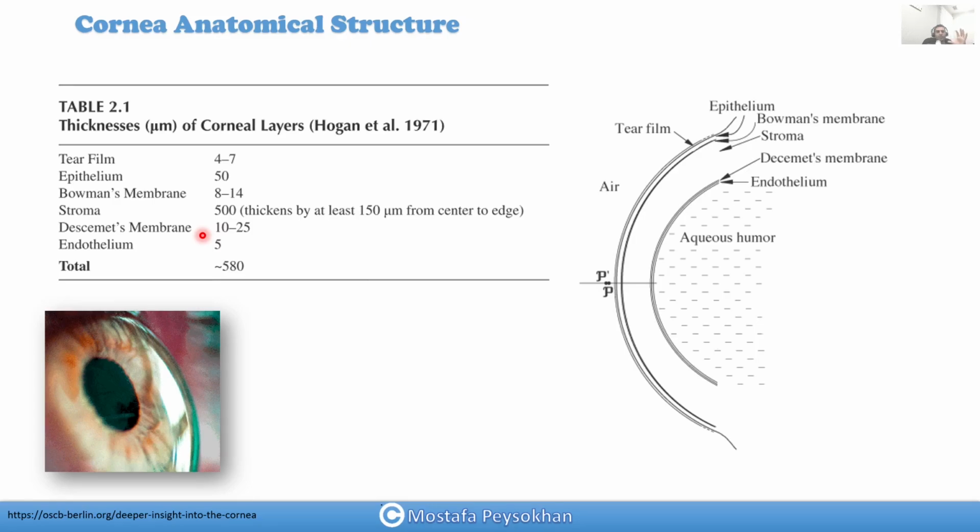In different articles, I saw different numbers like 550, but there is no constant number for those kinds of parameters because it depends on age, different people, and a lot of parameters, but all of those numbers are averages over a lot of people. So we can consider 580 for now, and this part of our eye, the part that is transparent in front of our eye and acts like a window to the outside world, is the cornea.